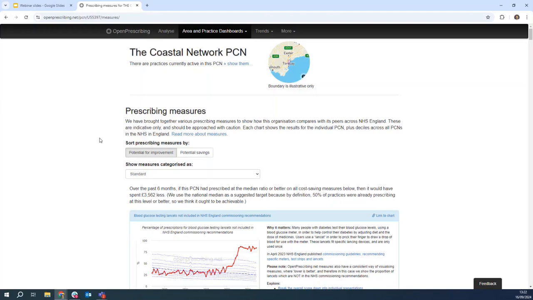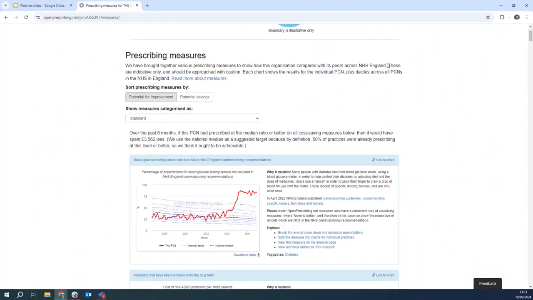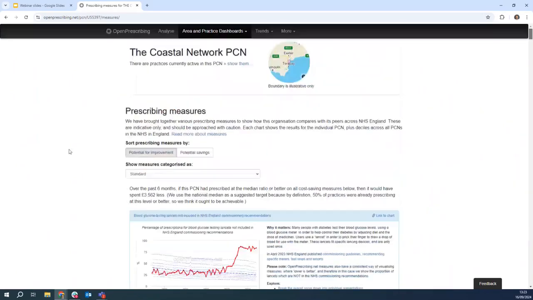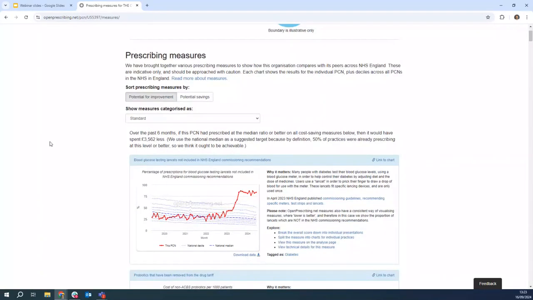So you can always keep an eye, and we try and write in things like our newsletter when we've removed some, or when we've added new ones. So here it should load all 81 measures.